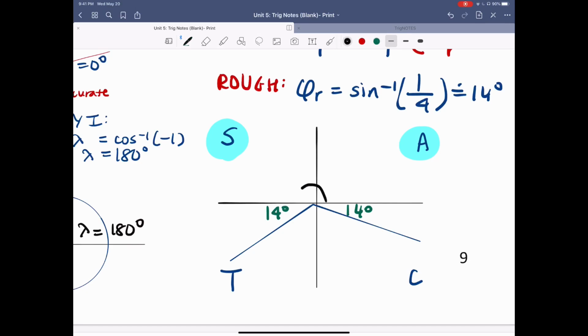And therefore, my first psi angle is equal to 180 plus 14, which is equal to 194 degrees. And my second psi angle is equal to 360 minus 14 degrees, which is equal to 346 degrees.